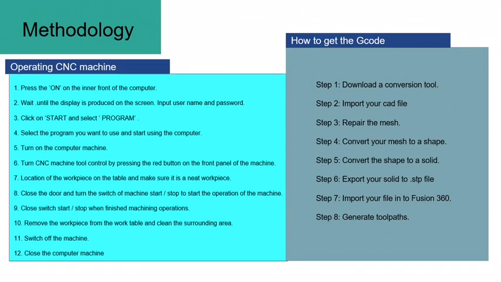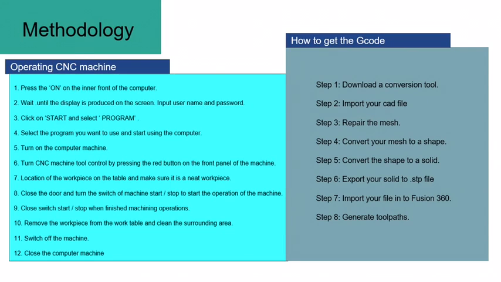Import the .stl file and create a mesh. Then, repair the mesh if there are any problems or flaws visible. Convert the mesh into a shape and have the shape converted to a solid. Then, export the solid to a .stp file. Open CNC programming software and finally generate the toolpath to acquire the G-code.